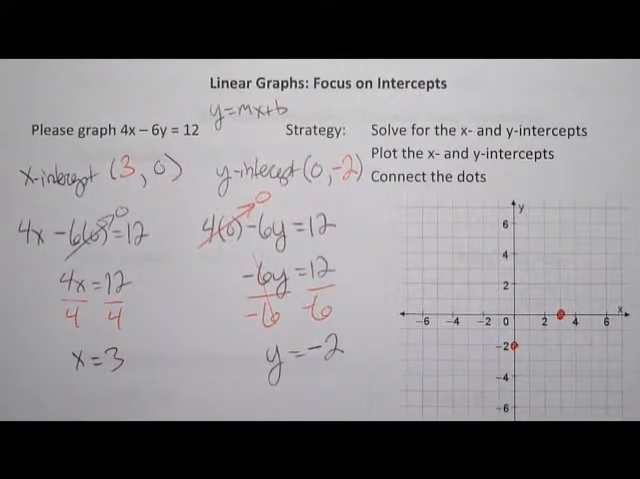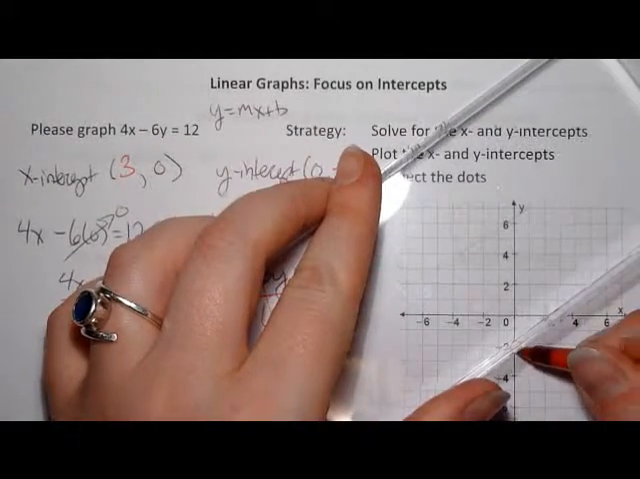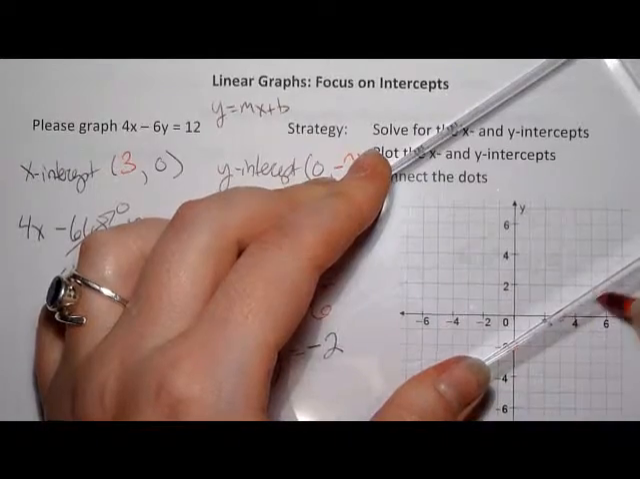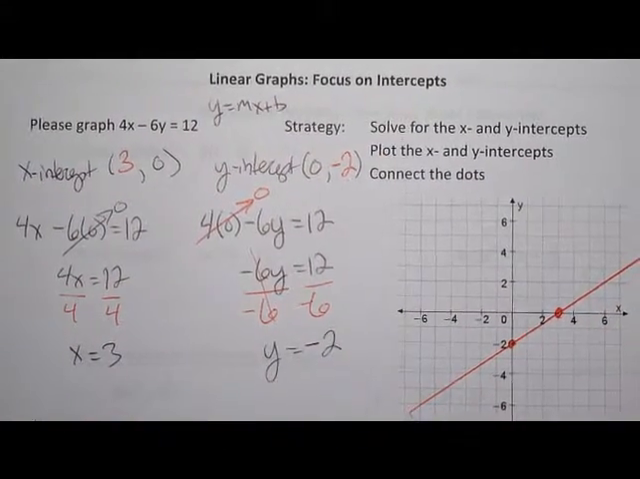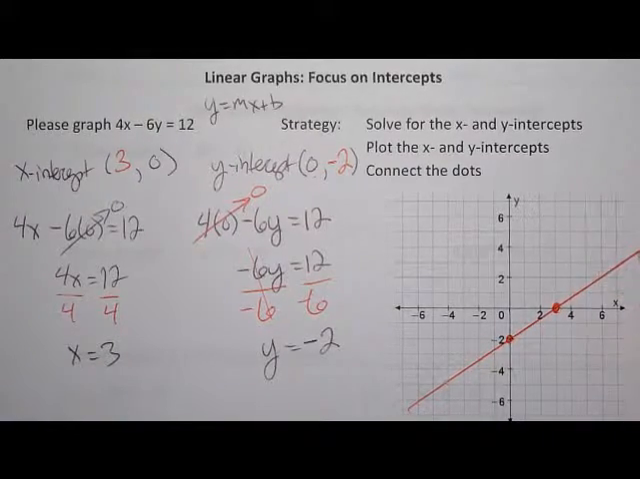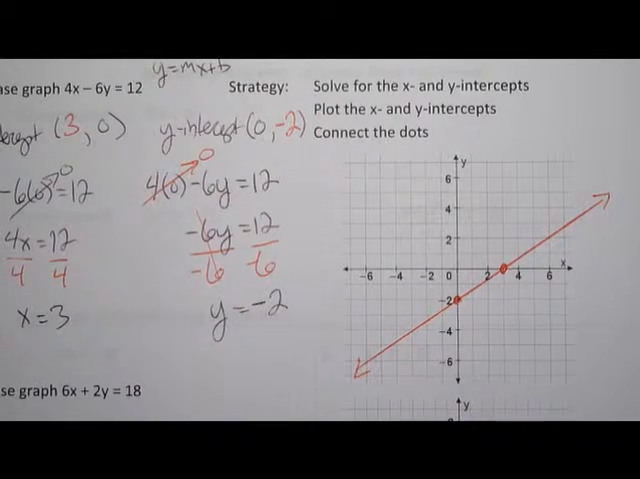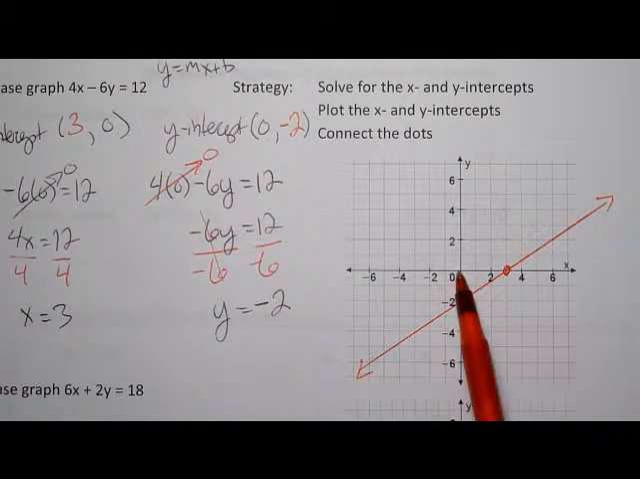Now I have two points, which I can then connect to draw my line. I can put arrows on the ends of my line if I'd like, to show that it goes on forever and ever. There is no limit to my domain. X can be all the negative values, all the positive values, and 0.